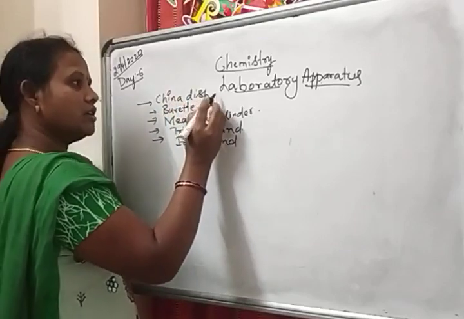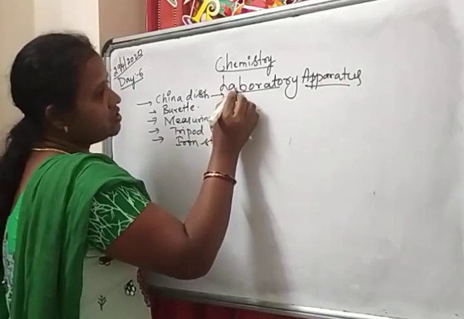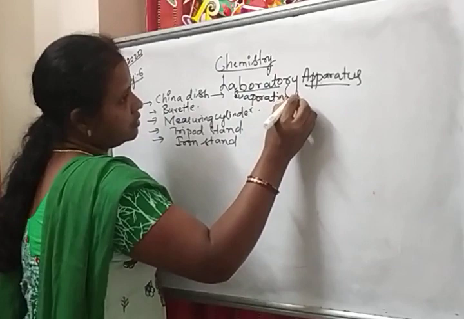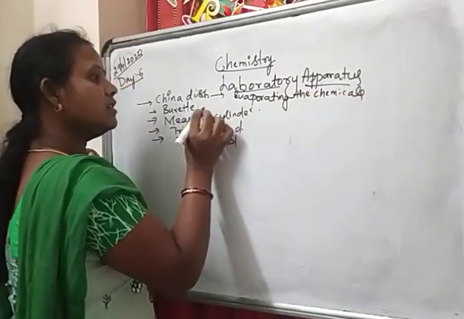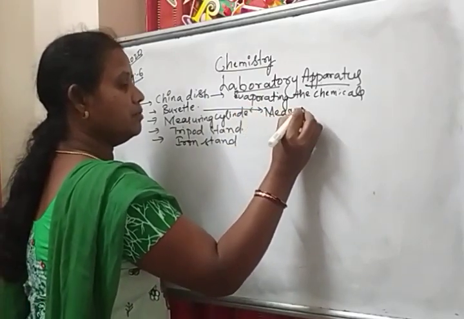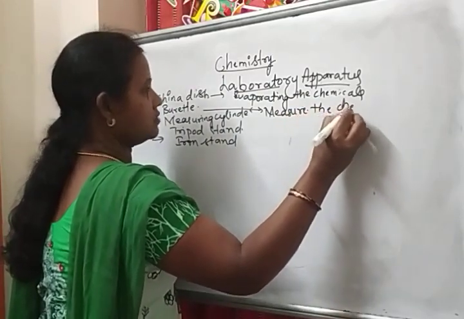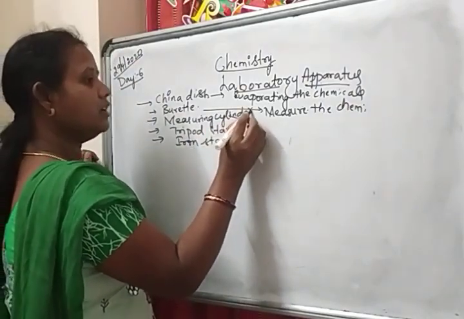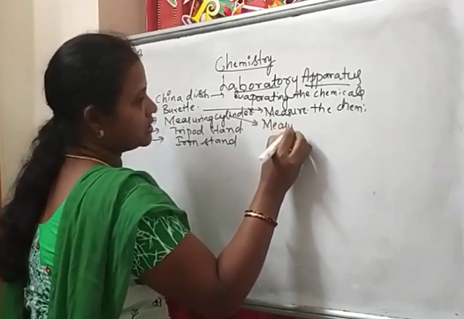Okay, here children. So let us revise. What is the use of China dish? China dish is used for evaporating the chemicals. The next, what is the use of burette? To measure the chemicals. The next, measuring cylinder. It is also used to measure the chemicals.